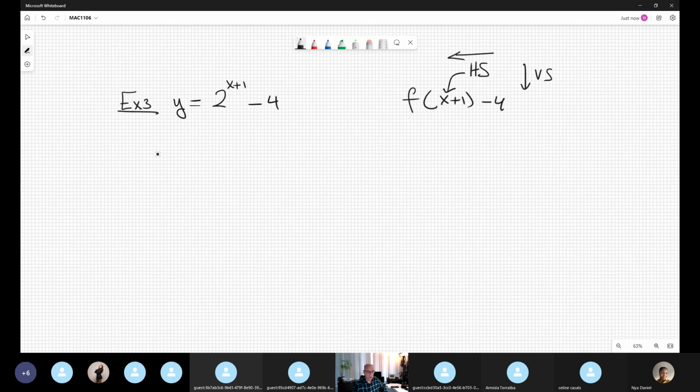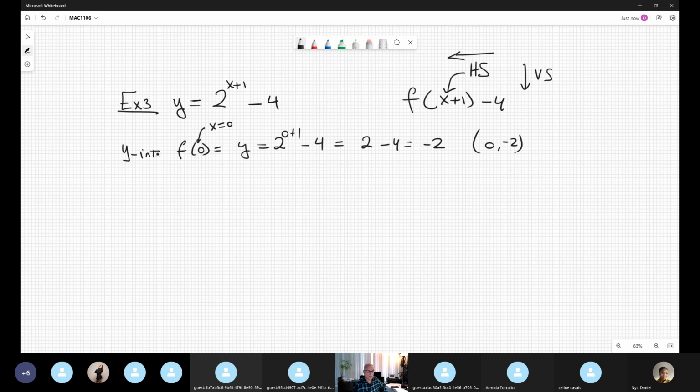Suppose I want to find the y-intercept. As always, you know very well the formula: evaluate at 0. So you replace x for 0. The y is equal to 2 to the 0 plus 1, minus 4. 0 plus 1 is 1. And 2 to the 1 power is 2. And 2 minus 4 is -2. And the famous point is the point 0, -2, because the assumption that I made at the beginning was that x is 0.